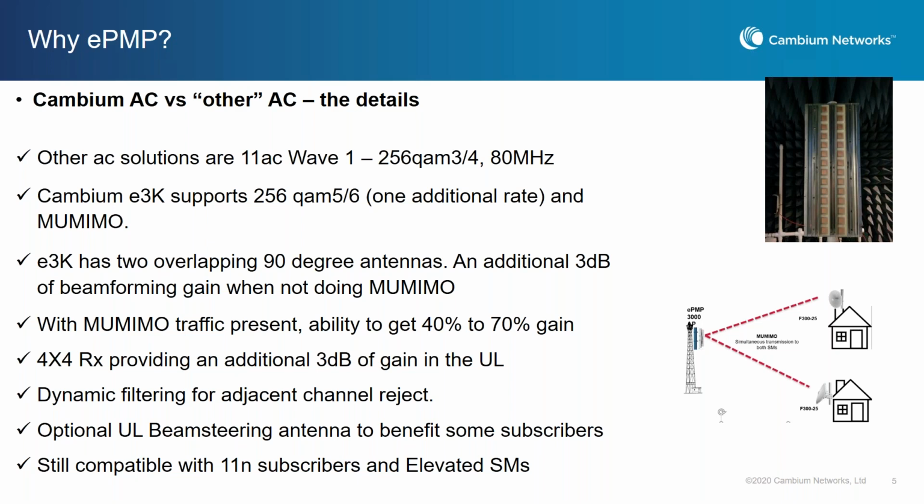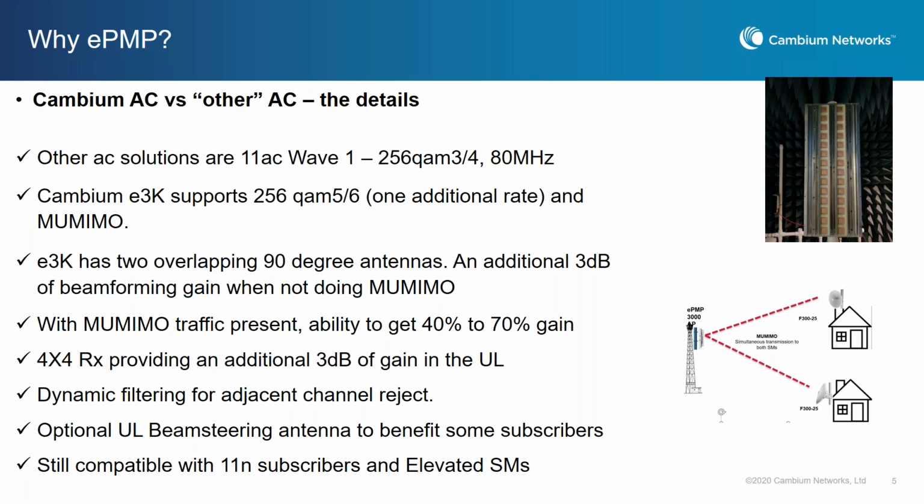But the other things that are a little more technical detail: with the 4x4 sector antenna, you get an additional 3 dB of beamforming even when you're not doing MU-MIMO. So you get some benefit just by having the additional columns of antennas in the array. When you do have MU-MIMO traffic, you're going to see a jump in, theoretically, a 100% improvement.